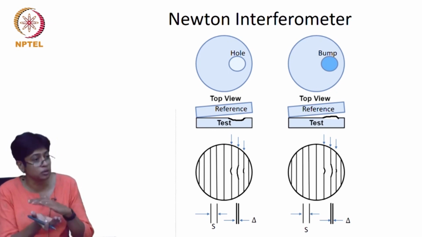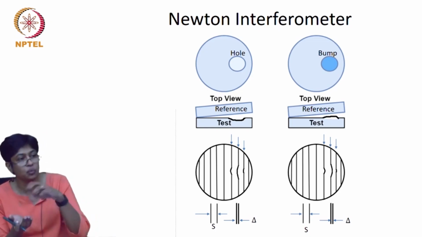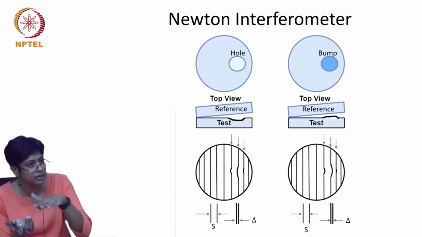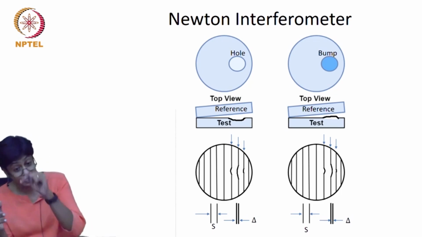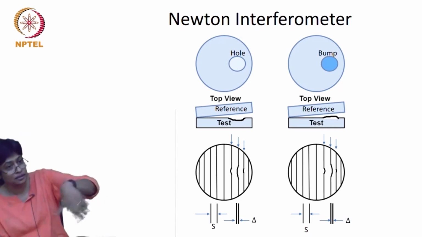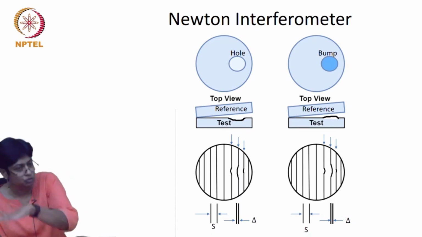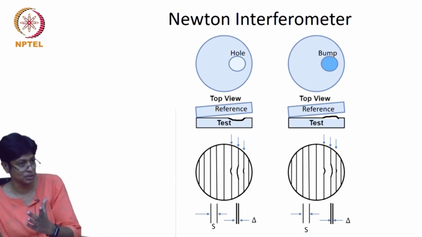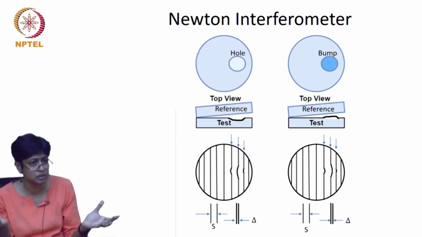Why is it useful? The way they make these flats is by grinding. So you need to find out if in some region it's not been ground enough, you need to know where, and whether you have to grind that region or the region around. If it's a depression, you have to grind the region around to make it all flat. If it's a bump, you need to grind in that region to flatten it. So you need to know that. And the Newton interferometer is a very easy instrument to use.